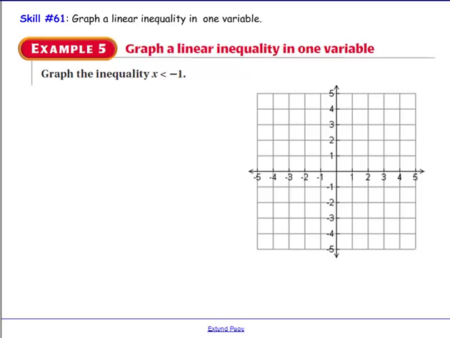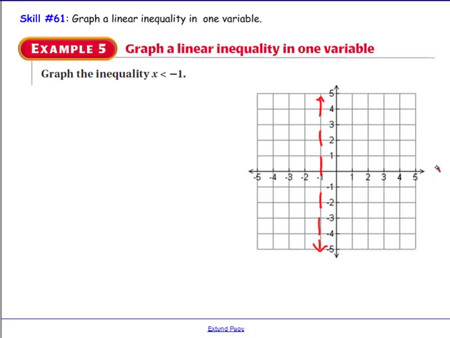So this one is another example, a little different. x is less than negative 1. So x being negative 1 is a vertical line. And because we don't have an equal sign, we are going to have a dashed line. And I'm interested in x values being smaller than negative 1.